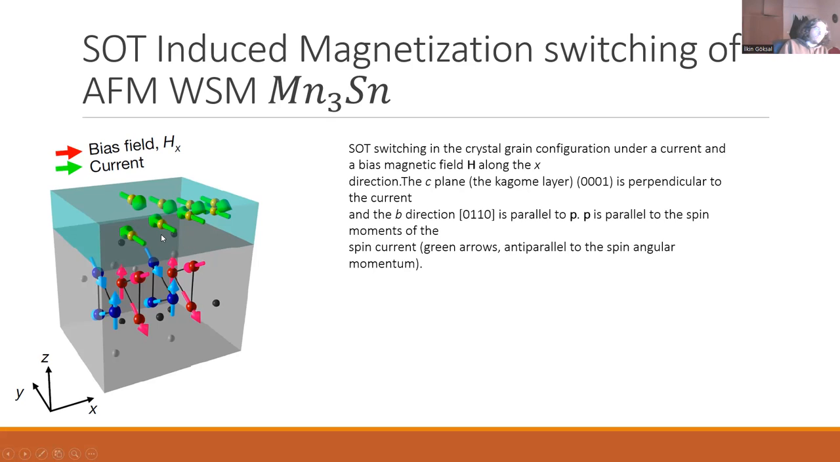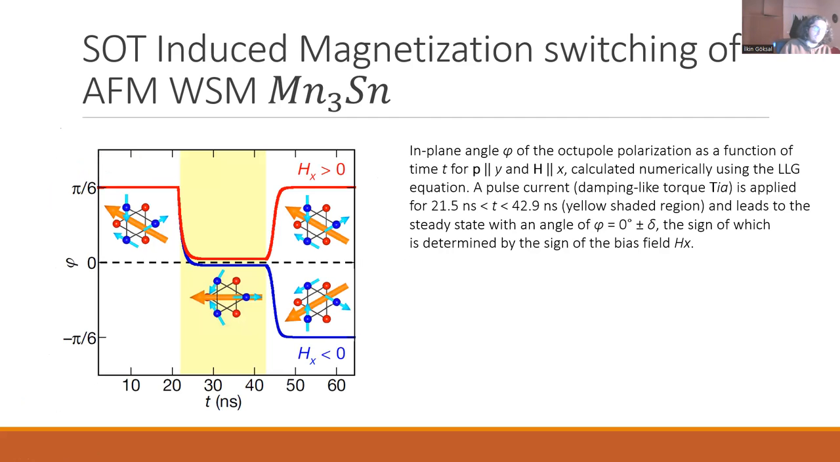And when the spin current is injected into the material, it will work like this in the Kagome lattice. So there is one big octupole magnetic moment, and there are three other magnetic moments in this material. So what they expect was having a 30 degree angle with the in-plane layer of this octupole moment. And when it passes 20 nanoseconds, it will be zero because the psi here is the octupole polarization angle. Octupole one is the one big one here, the orange one.